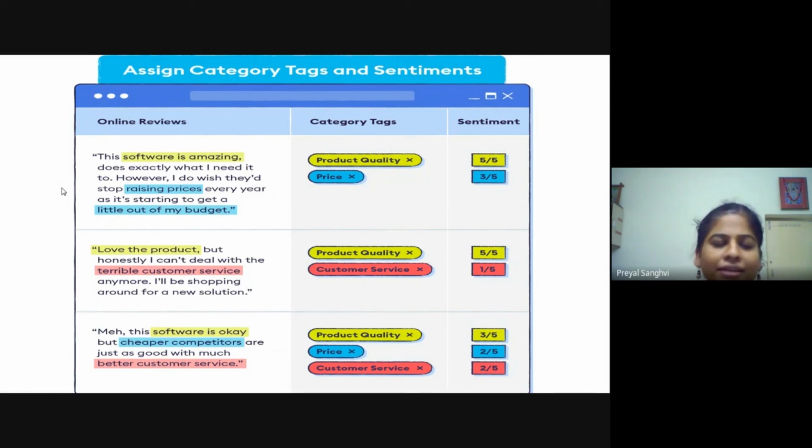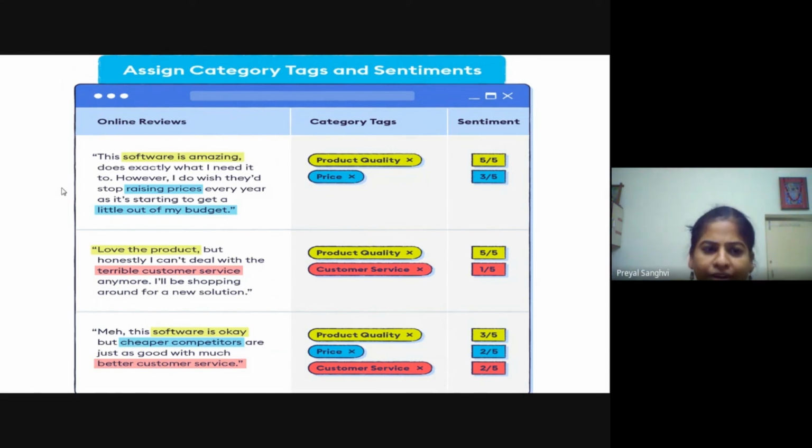So basically, the customer feels the price of this particular software is a little bit high. According to that, we are going to assign the rating. So here, out of 5, we have given a rating of 3 to the price category.